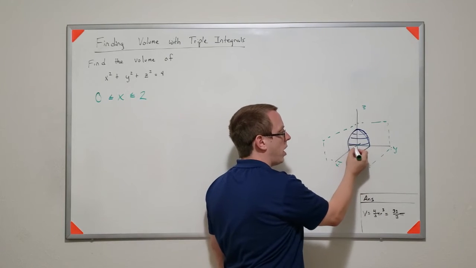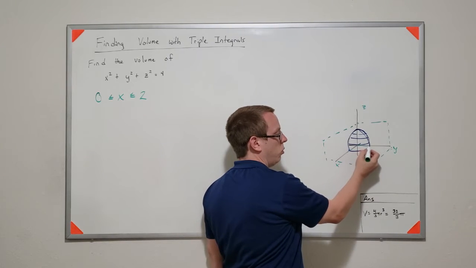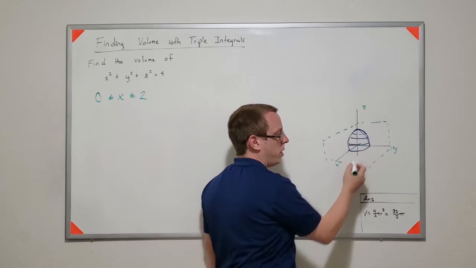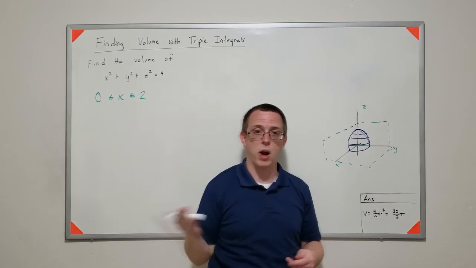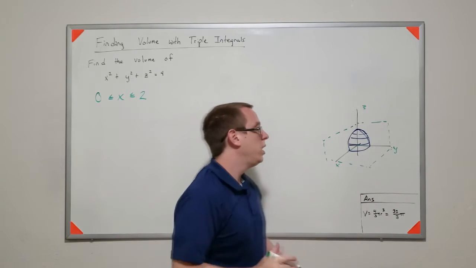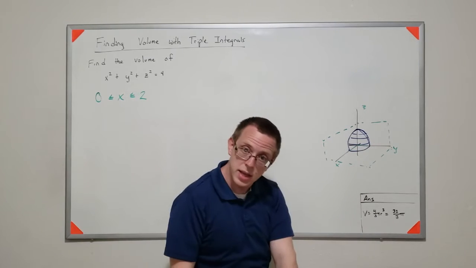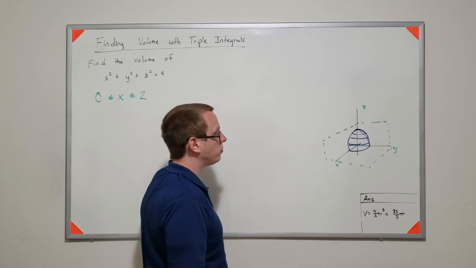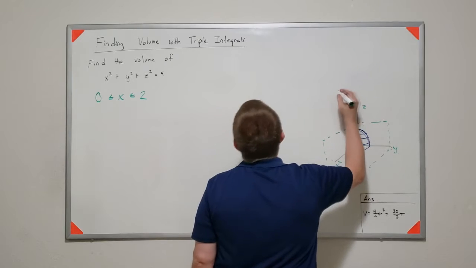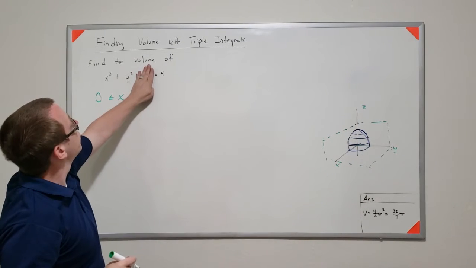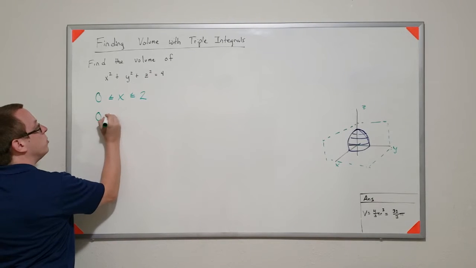So y goes from 0 to some sort of bounding curve up here. But we also know that the projection of the sphere onto the xy plane is just a circle. If we sliced it in that cross section, it would be a circle. So let's think about the case where z equals 0, that's the xy plane. Then this is just the equation of a circle, x squared plus y squared equals 4.